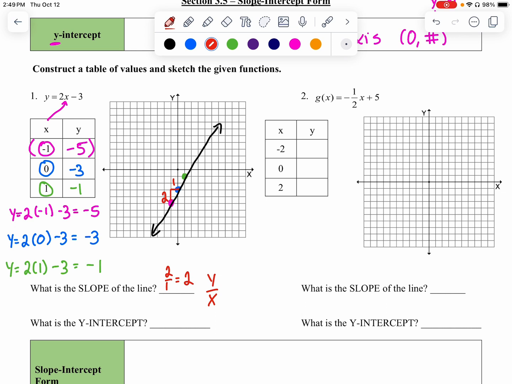Then the y-intercept is where it crosses the y-axis. So that's my blue point. That point right there is the y-intercept. And that is the point 0, comma, negative 3.